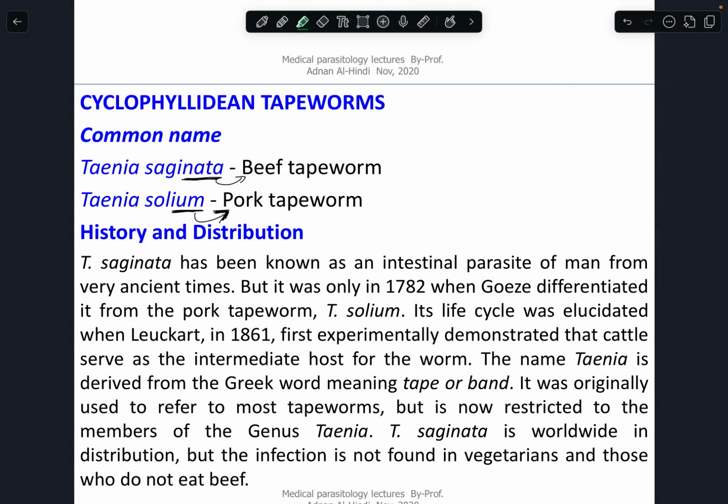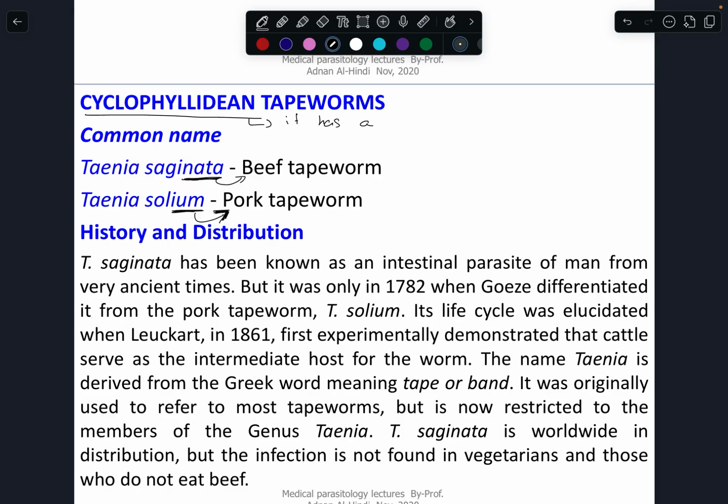Okay, let's start with Cyclophyllidean tapeworms. What I know is it has a head. Pseudophyllidean doesn't have a head. This one is a Cyclophyllidean tapeworm, so it has a head. That's the start of it.